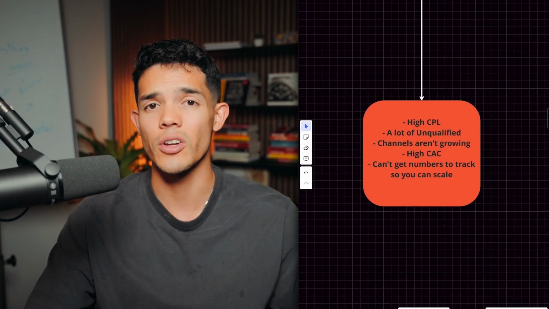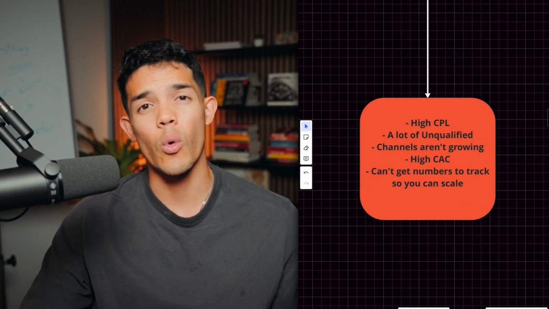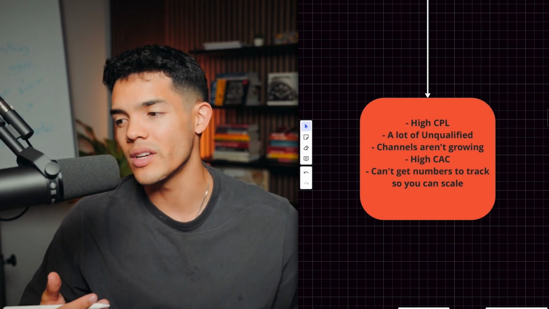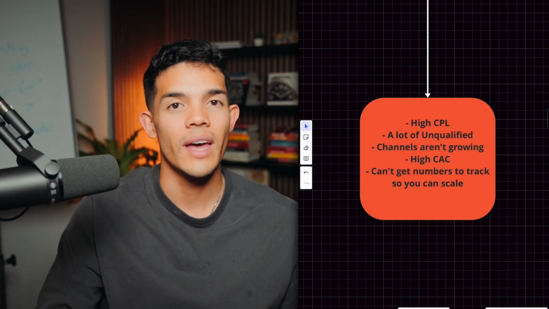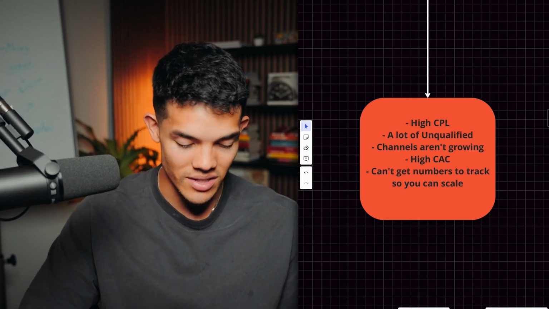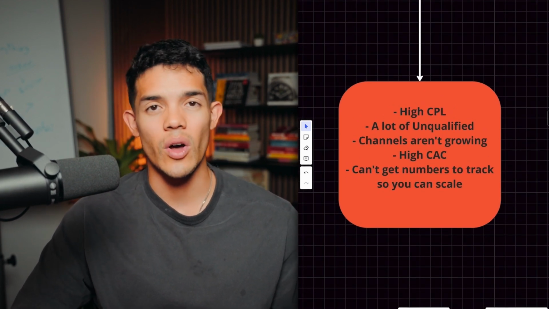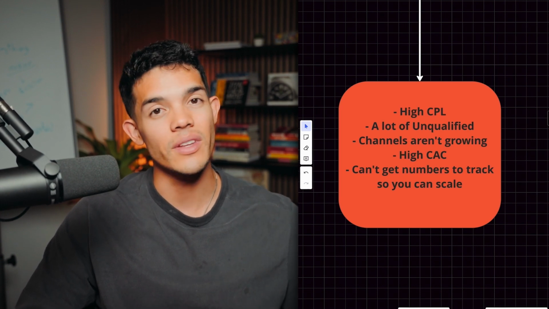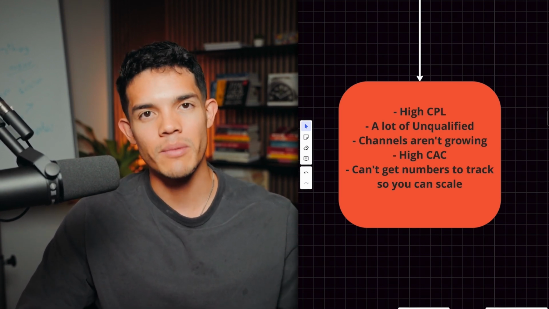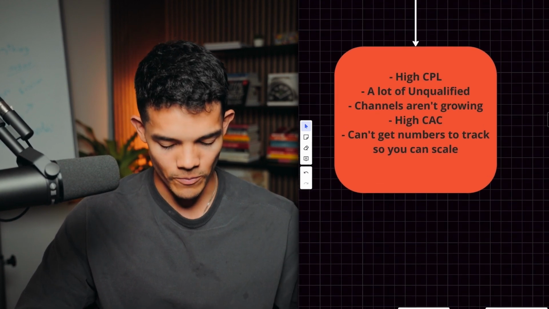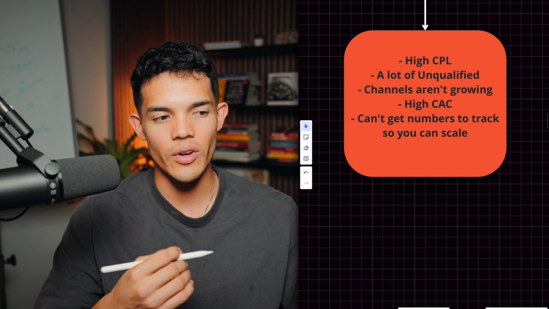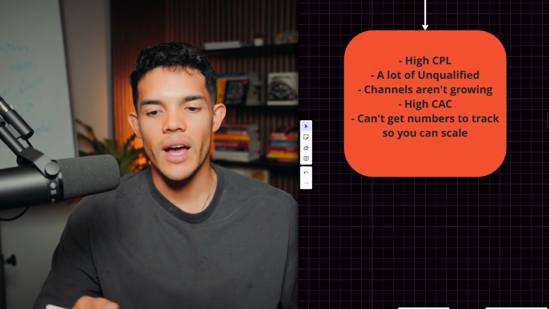Maybe you have a high cost per lead. Maybe you're getting a lot of unqualified people through your funnel. Maybe your channels aren't growing like you'd hope them to. Maybe you're just stuck at 10,000 followers or 5,000 YouTube subscribers, whatever the case is. Maybe your customer acquisition cost is just starting to creep up month over month, and it's like, wow, I'm spending more and more money just to acquire a customer. And for some reason, you just can't get your KPIs to track so you can scale. You're not confident about your methods so you can actually scale.